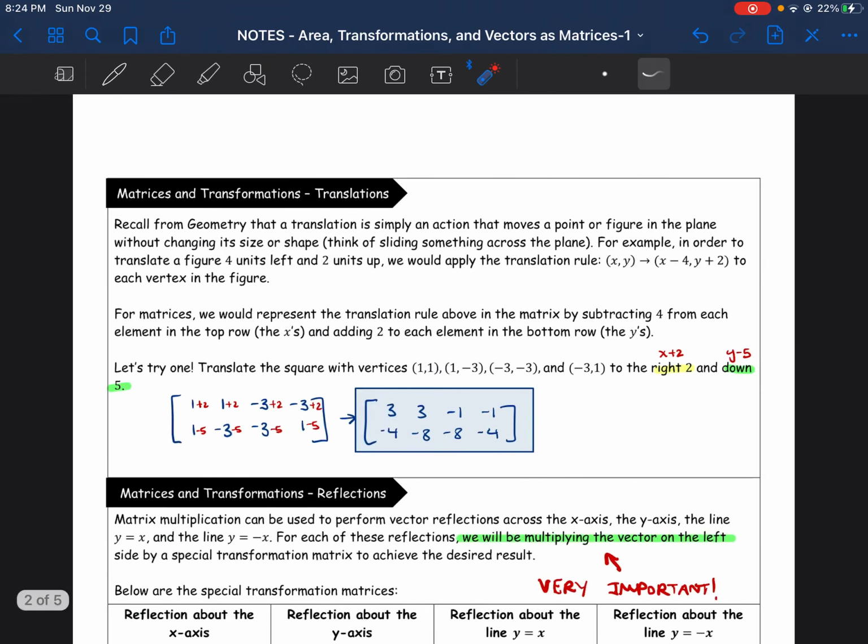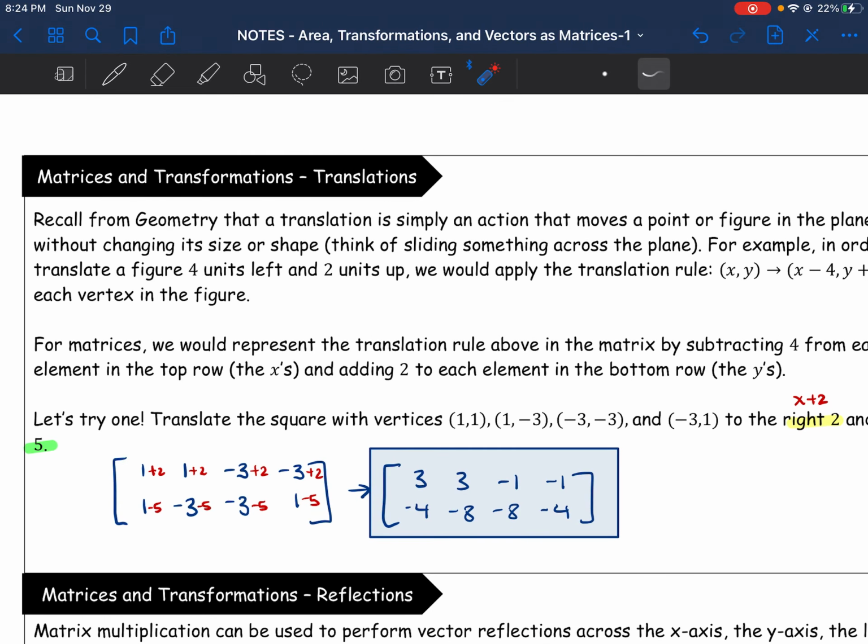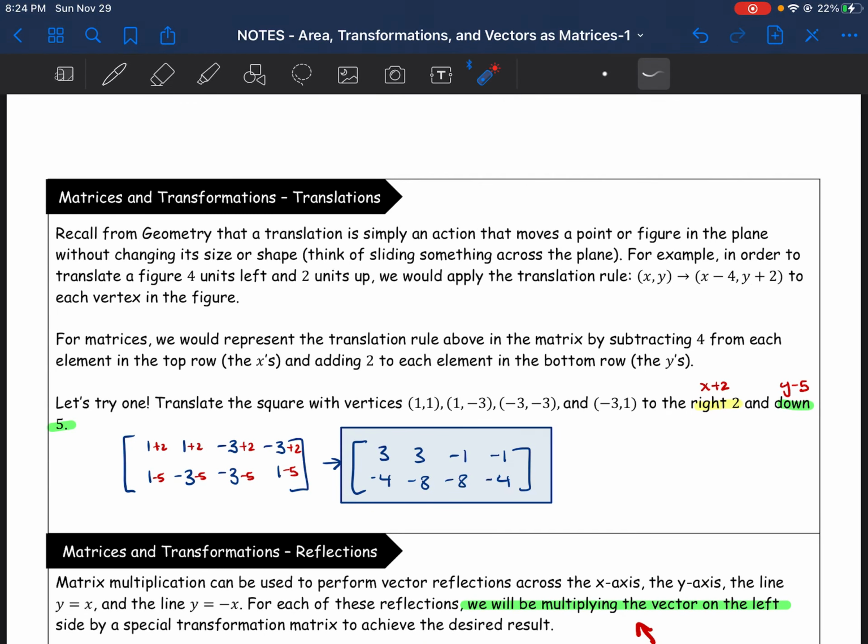Okay, so let's start talking about transformations, and we're going to start with translations. So recall from geometry that a translation is simply an action that moves a point or figure in the plane without changing its size or shape. When you think translations, you want to think sliding. So in order to translate a figure 4 units left and 2 units up, we would apply the translation rule.